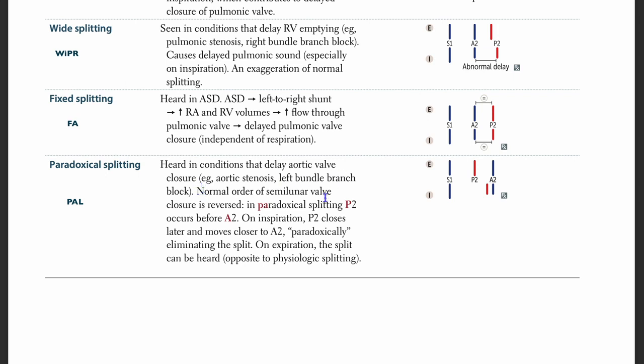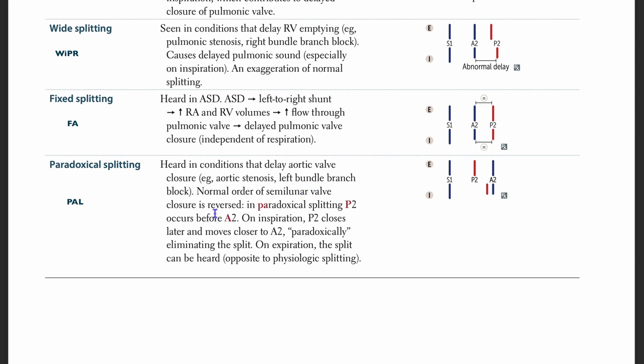The normal order of semilunar valve closure is reversed. In paradoxical splitting, P2 occurs before A2. On inspiration, P2 closes later and moves closer to A2, paradoxically eliminating the split. And on expiration, the split can be heard, opposite to physiological splitting. So this is a normal one, and then this is the other one.